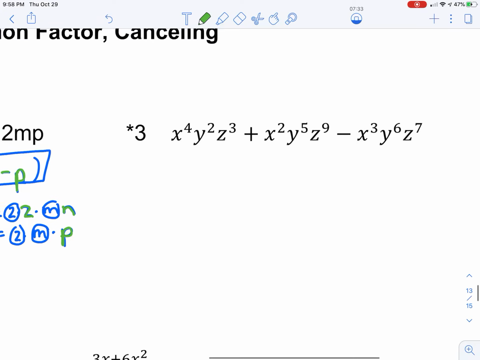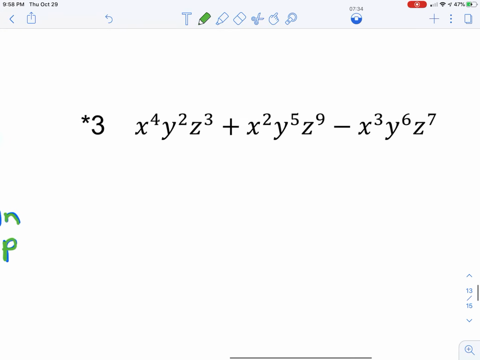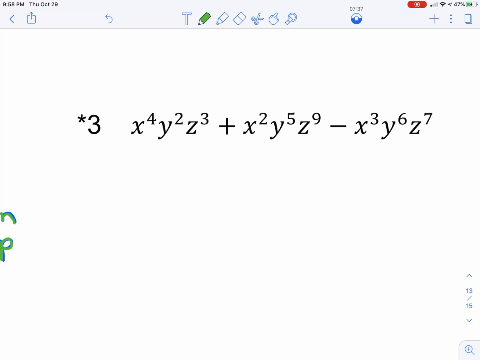And if I had to write all that out, I certainly could do it. But let's see if we can maybe train our eyes to pull out the greatest common factor. So the first thing we want to look at is our x terms here. We have x to the 4th, x to the 2nd, and x to the 3. What do they all share? They all have at least 2 x's, don't they? So let's pull out x squared.